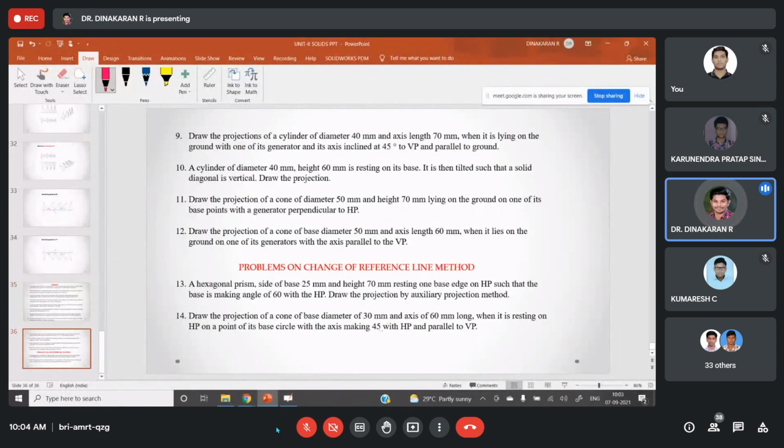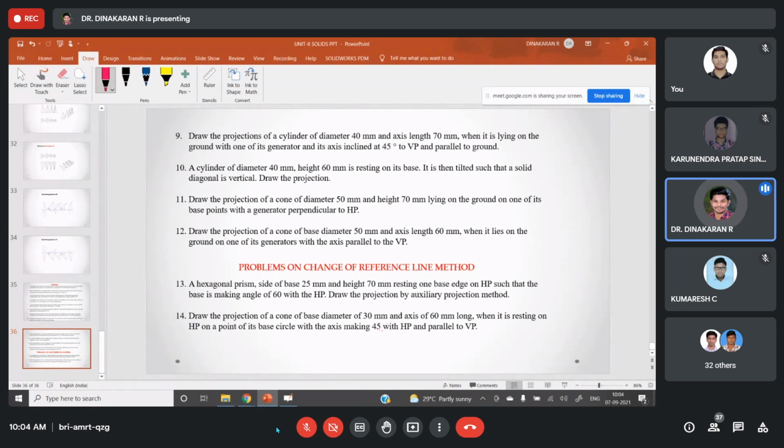Then in the cylinder, the normal problem, one with a generator, and then the solid diagonal, and the cone also normal. For the cone, I changed it into problems: one with the generator perpendicular, and then the generator lying on the ground. In the change of reference line method, I chose one problem on a prism and one problem on a cone.